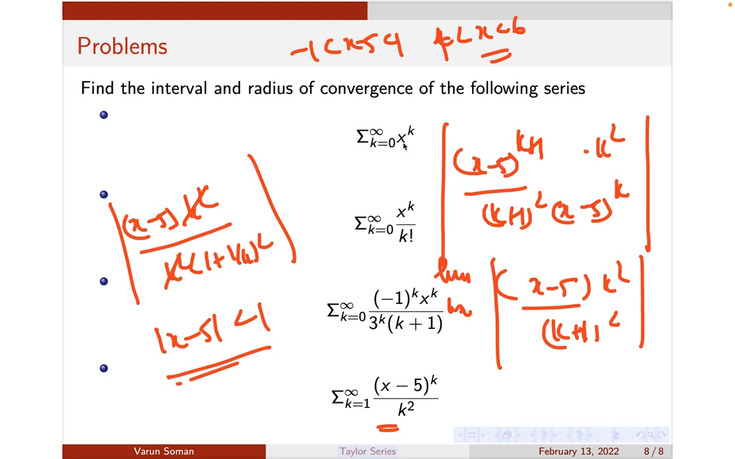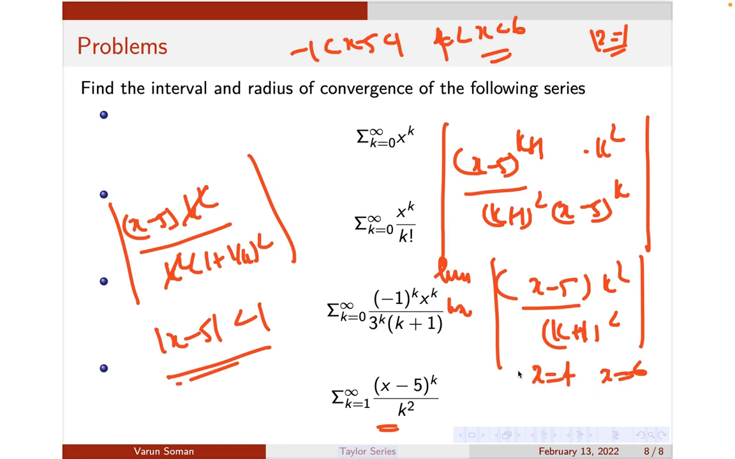And what's your radius of convergence? Can you guess? Here the interval length is 2, so the radius of convergence is basically 1. Remember one other thing also: try to find out what will happen when x is equal to 4, and what will happen when x is equal to 6. Look at which series you will be getting here. Just look at that also.